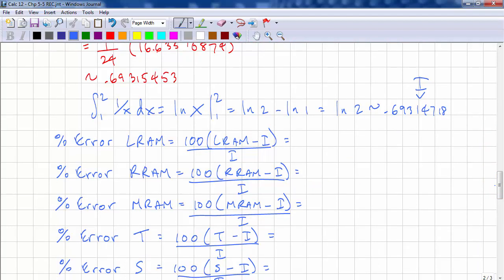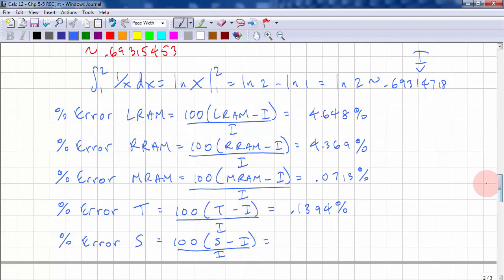And when we're calculating percentage error, it's 100% times our estimate minus our actual value, divided by our actual value. And this is 4.648%, 4.369%, 0.0713%, 0.1394%. So the trapezoidal rule is not always the most accurate. MRAM is pretty good sometimes, and sometimes trapezoidal will be better.